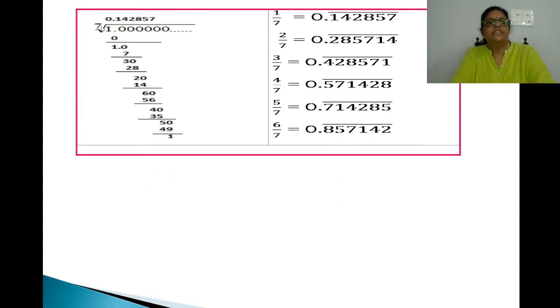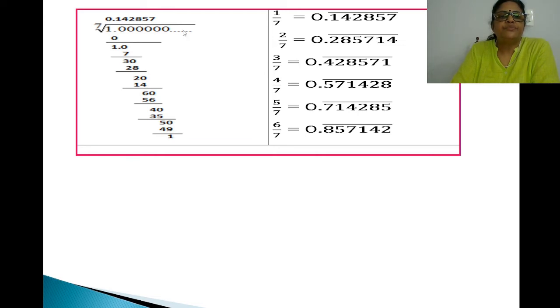Here, this is the long division of 1 by 7. So if you want to find 2 by 7, you have to locate where the remainder will come 2. Here. Okay, so here 2. So 20. How many times? 2 times. So start from here.